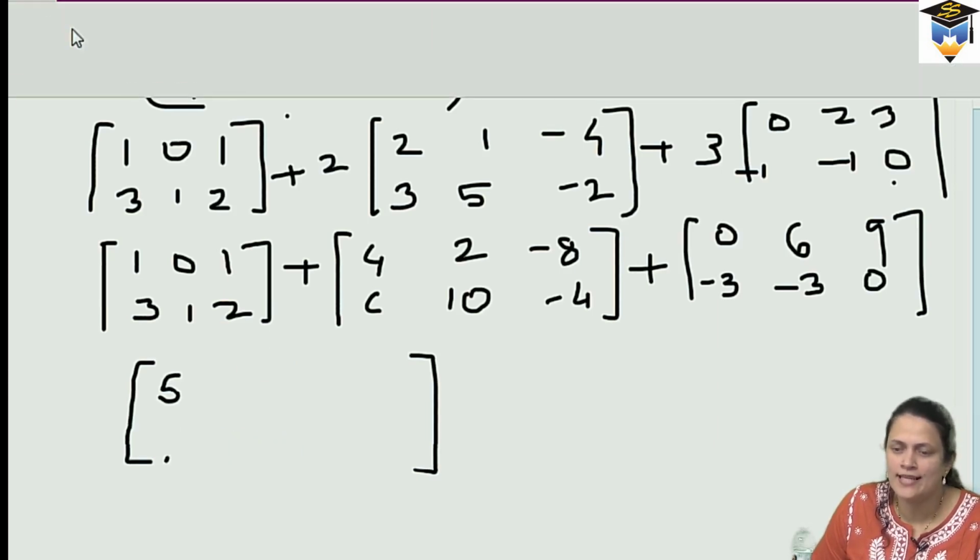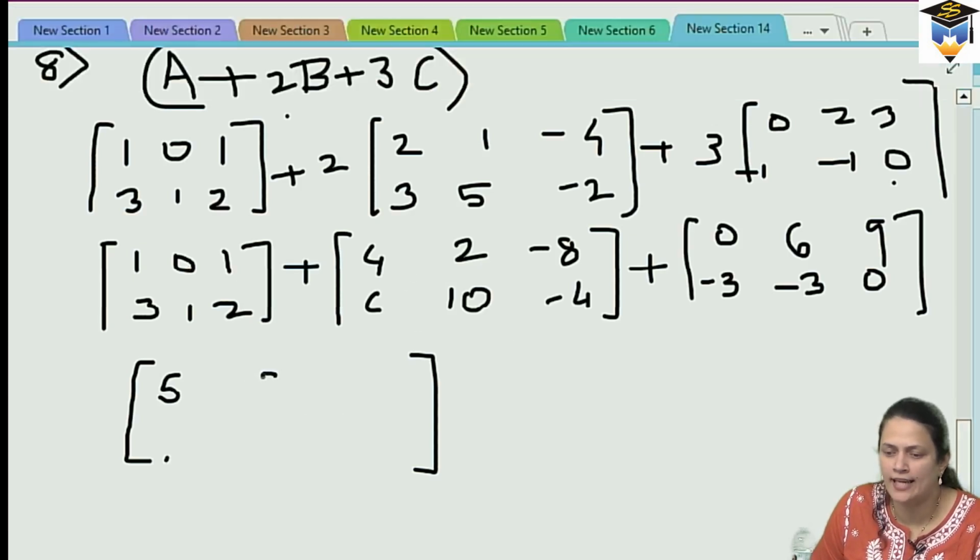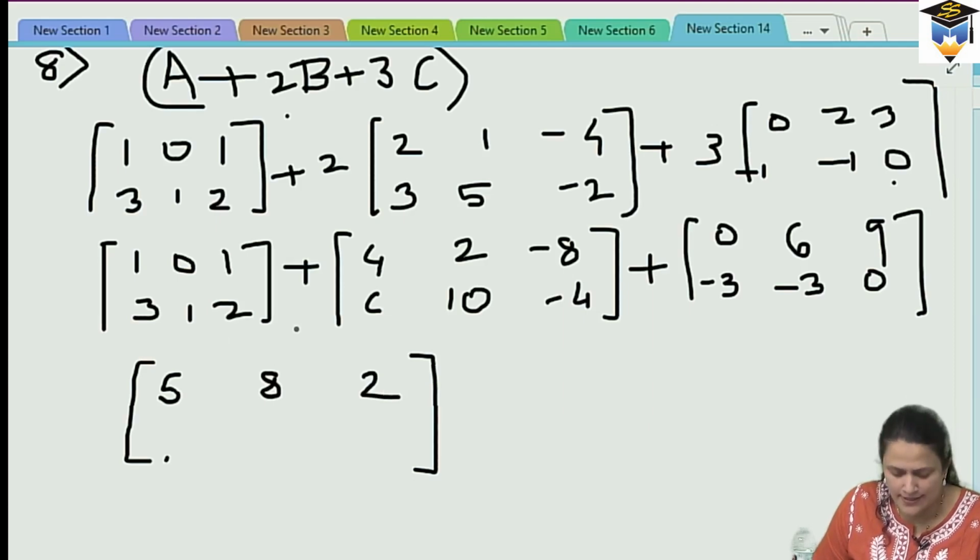So tell me, what is the second element? 0 plus 2 plus 6, that is 8. 1 minus 8 is minus 7. Minus 7 plus 9, so it is going to be 2. Okay. 3 plus 6 is 9, 9 minus 3 is 6 over here. Then 1 plus 10 is 11, 11 minus 3, 8 again. And then we are going to get the answer as 2 minus 4, so it is going to be minus 2.